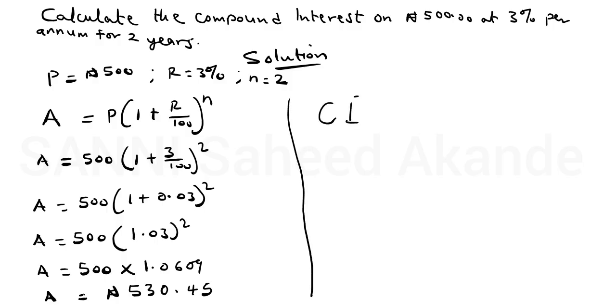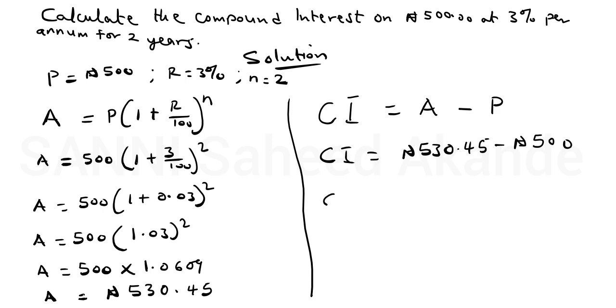So the compound interest is given by A, that is the amount, minus the principal P. So the compound interest now will be equal to amount, which is 530 naira 45 kobo, minus the principal, which is 500 naira. So when you subtract, you are going to get 30 naira 45 kobo. So that is the compound interest. Understood? So let's take a look at the next question.